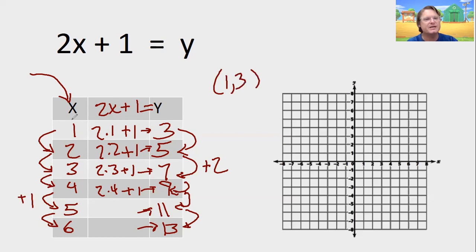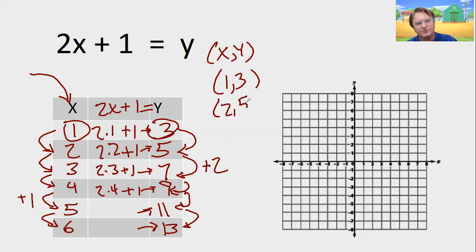So I'm just going to briefly review with you how to plot these points on the coordinate plane. I'm taking the X and the Y and I'm writing them in this form. This is called an ordered pair. That's 6th grade, 5th grade. So I'm taking these out of the table, the 1 and the 3, and I'm putting them in an ordered pair. 1, 3, we've got 2, 5, we've got 3, 7.